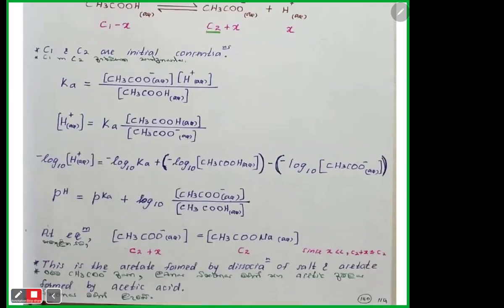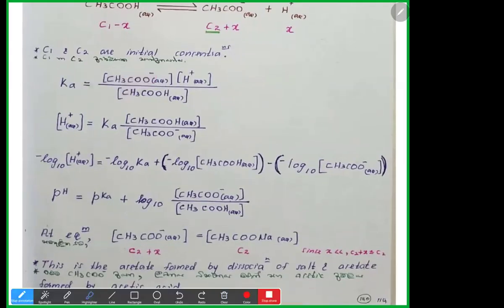Keeping that in mind, I'm going to derive this. Write the expression for Ka, then make H plus the subject, then take the log 10 of everything. Then negative log 10 of H plus is pH, and negative log 10 of Ka is pKa. Negative times negative becomes positive, so the acetate comes to the top. This is negative, so the acid goes to the bottom. Since C2 plus X equals C2, the acetate concentration is the salt concentration.